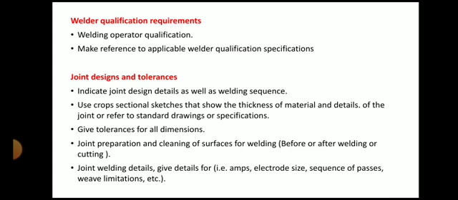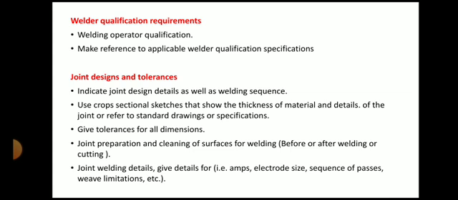Then use sectional sketches that show the thickness of the metal and the details of the joint, or refer to the standard drawing or specification. Then you have to provide all the tolerances related to all the dimensions. Then joint preparation and cleaning of the surface for welding before or after the welding or cutting. Joint preparation means sometimes beveling is required if the thickness is more. So you have to provide all the details about joint preparation.